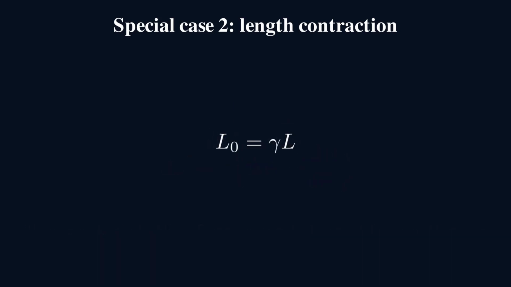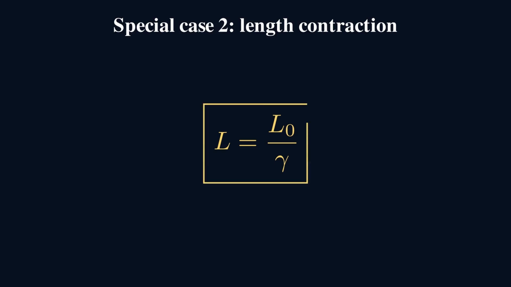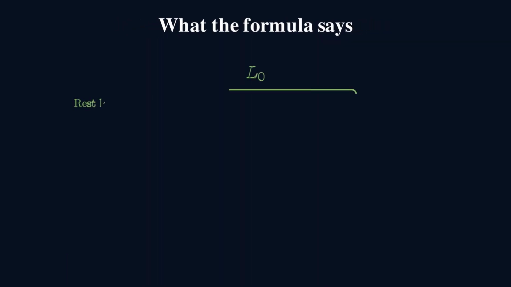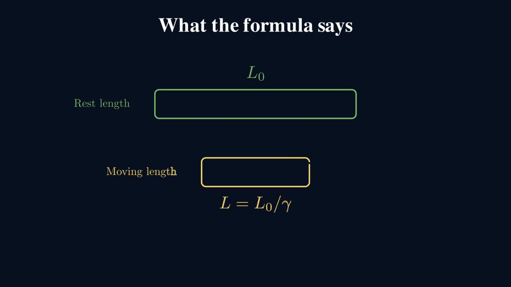And so what does this tell us? Well, L is L0 over gamma. This tells us the length in Bob's frame is longer than the length in Alice's frame. So if we call L0 the proper length, that's the length that Bob sees while he's sitting in the train, then the length that Alice sees is shorter than that length. The moving length is shorter. And so we end up with this very odd sounding conclusion, which we call length contraction.